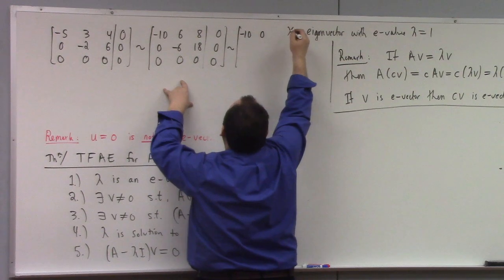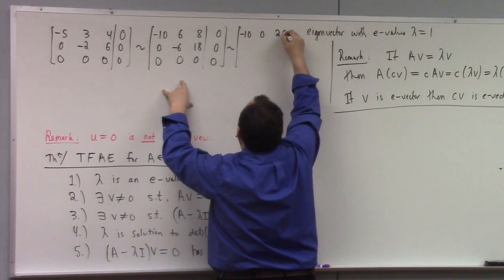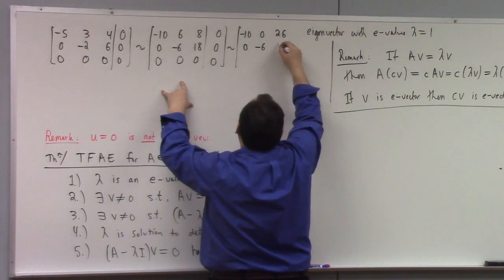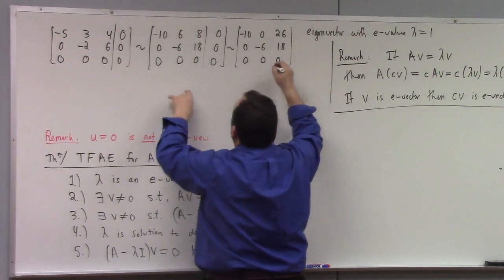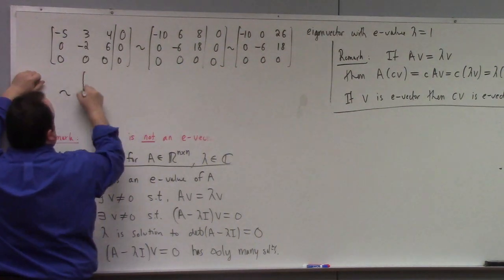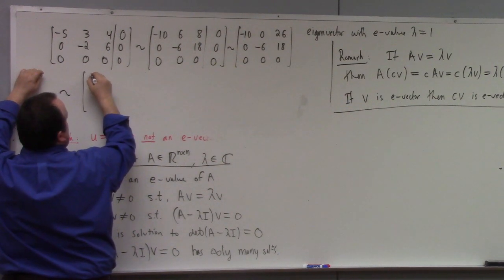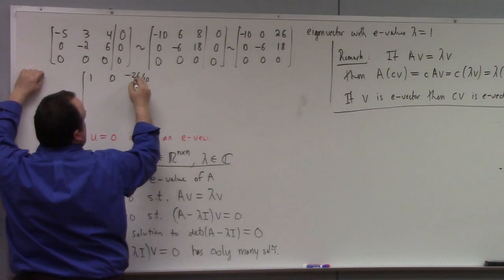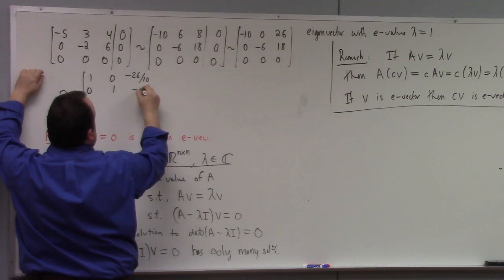See here, 0, 26, 0, minus 6, 18, and I think we're done. Well, pretty much we're done. So that is row equivalent to 1, 0, minus 26 over 10, and 0, 1, minus 3.